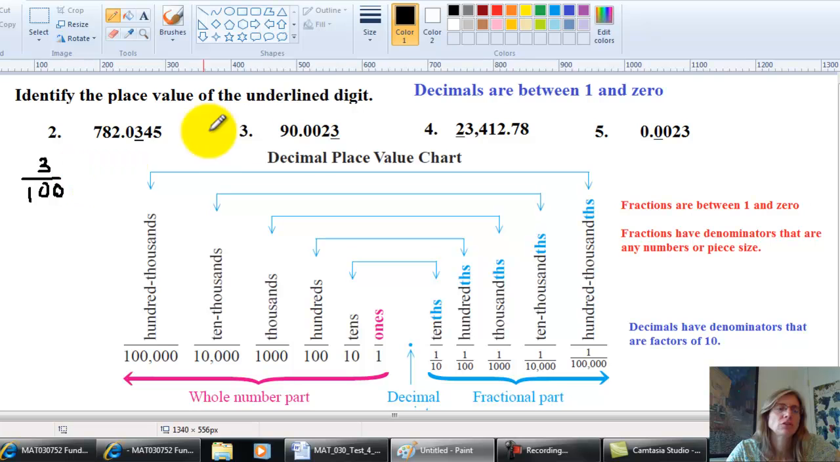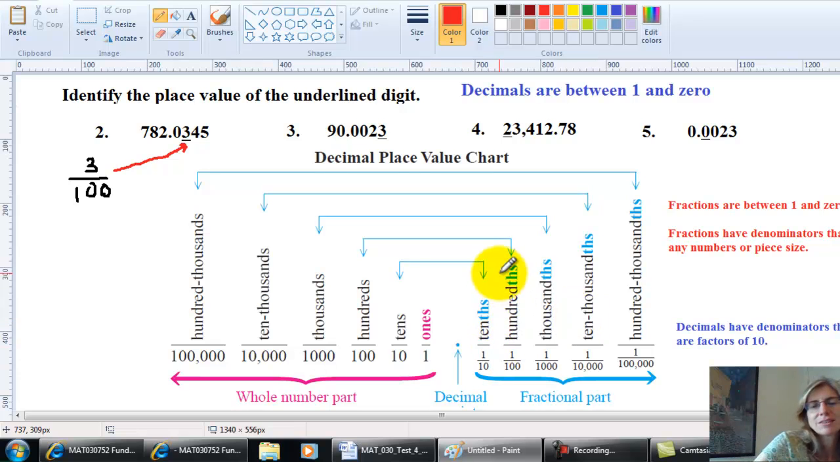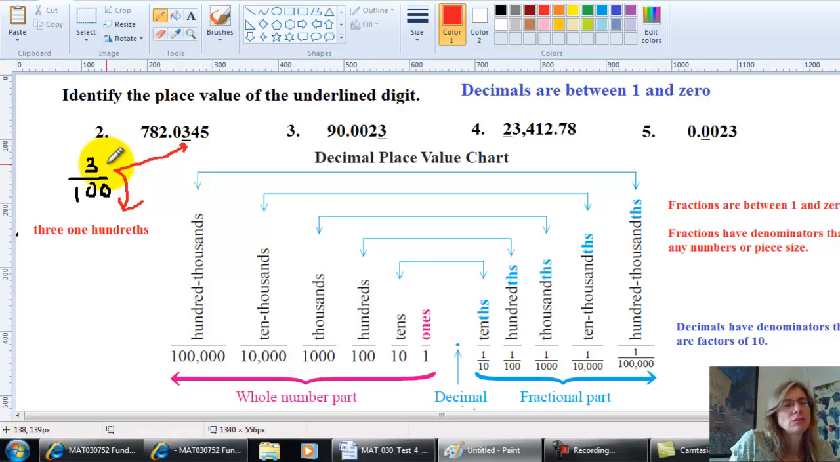That's what the fraction looks like. And then you would write out the words as hundredths. Make sure you add the THS. Okay, this is the answer to number 2 then. This 3 is in the 3 hundredths place, and it's this fraction and those words.